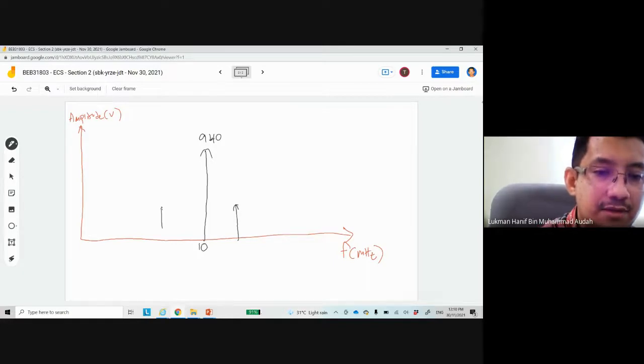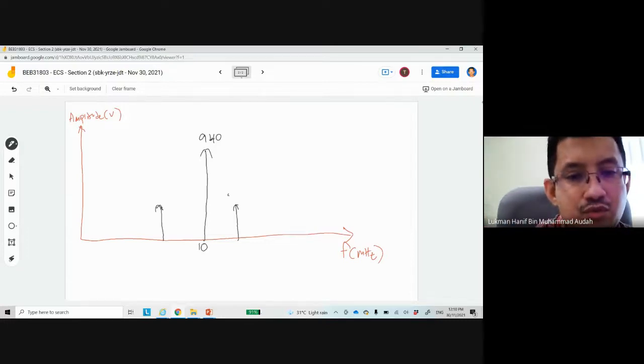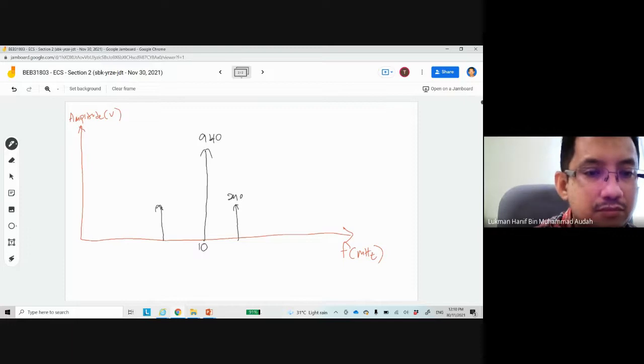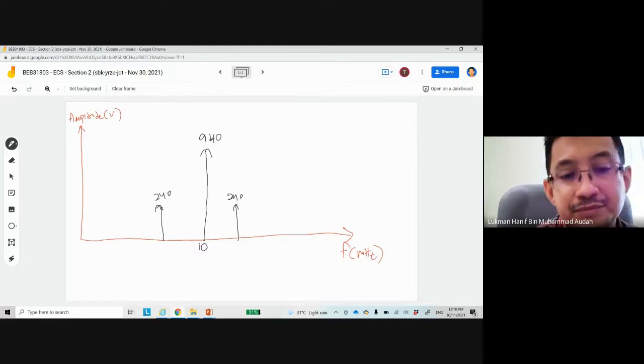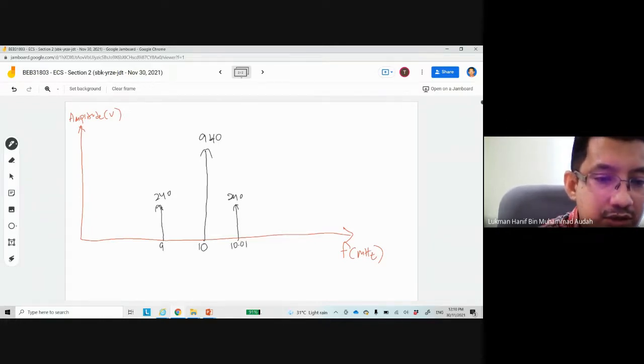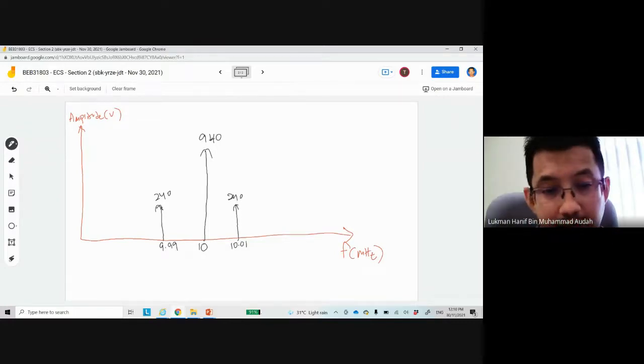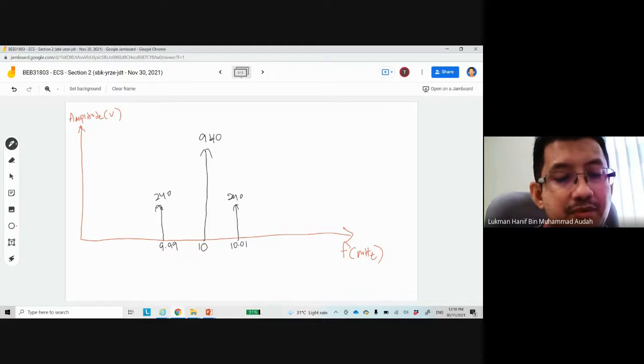Saya agak-agak je. Jangan guna ruler nak agak berapa tepat. Tak perlu. So this is 240 volt. Okay, where is the location? The location here is 10.01. Here is 9.99 mega.